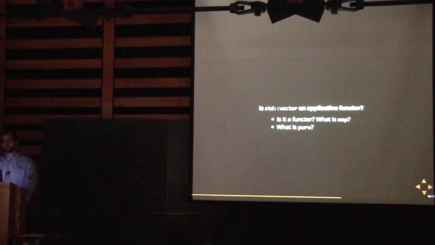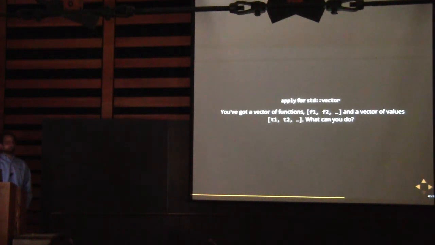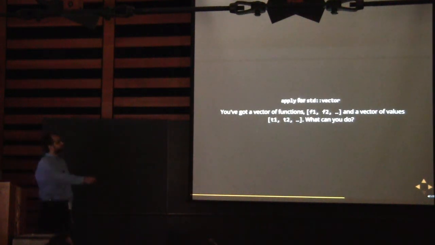Okay, so if it's a functor, then it must have a map, and it must have a pure. So what would apply be for a std vector? So you've got a vector of functions and a vector of values. What is the result going to be? What can you do with this?